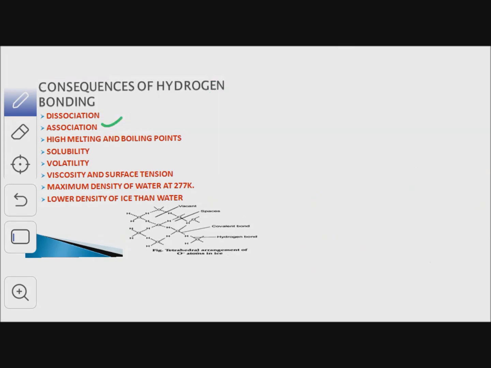Next is association. Association is the reverse of dissociation, in which the molecules combine or mix together to form aggregates or clusters in the aqueous solution. For example, in case of carboxylic acids, this is the formula of carboxylic acid. It exists as a dimer in aqueous solution due to the formation of hydrogen bonding.